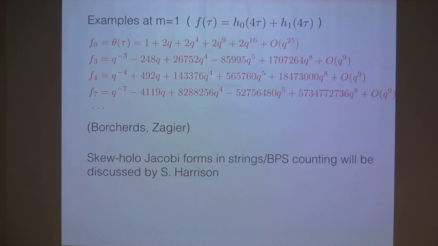So examples, well, it's nice to often package these things by summing the two components, if we're at m equals 1, where there are two components, and rescaling tau. That gives you, for the first one of these, just the ordinary theta function, the sum of q to the n squared. Then there are analogous functions that have higher polar terms, and the sequence of these weight half forms appeared in work of Borcherds and Zagier on Borcherds lifts. I think Sarah Harrison will talk a little bit more about how skew holomorphic Jacobi forms appear in some physical problems involving BPS state counting.